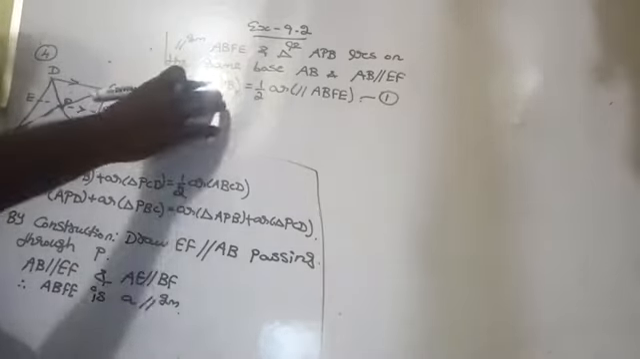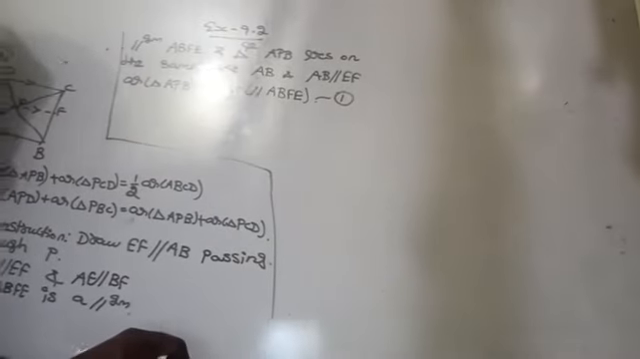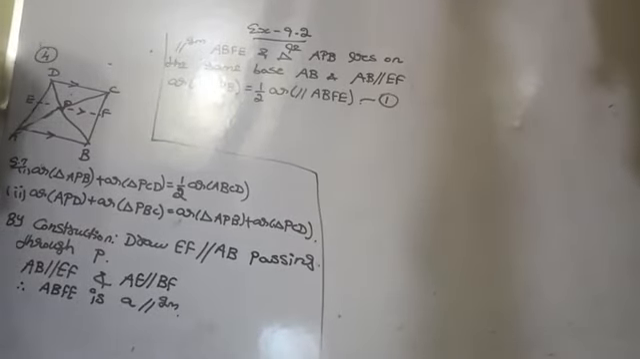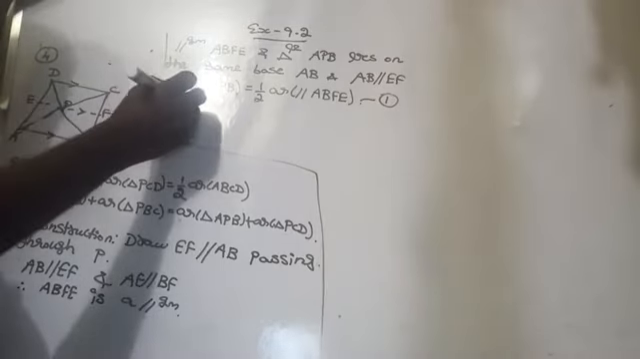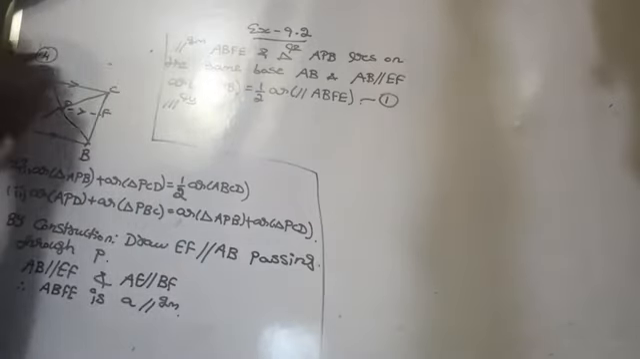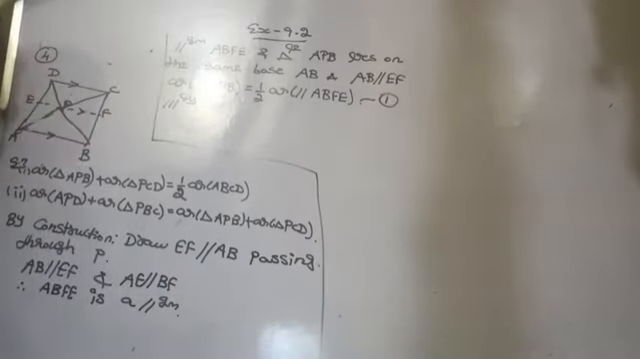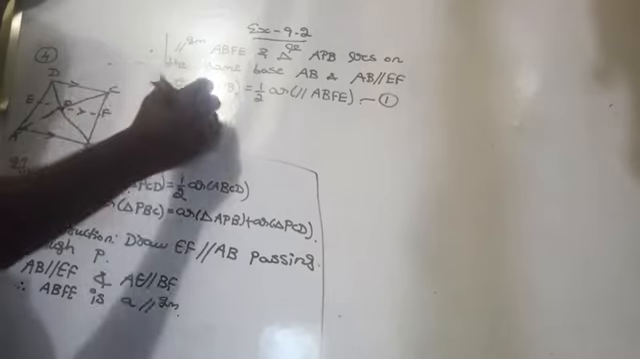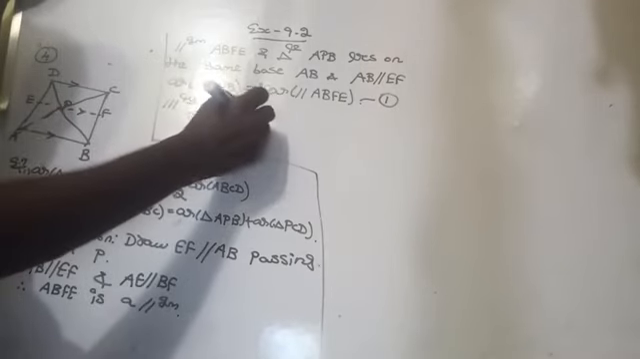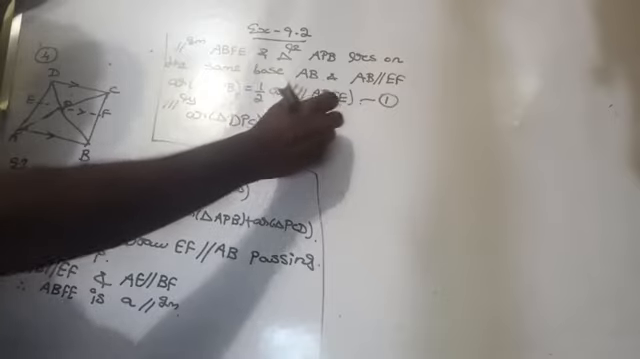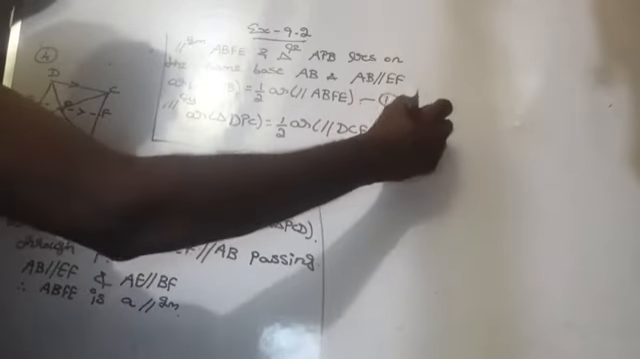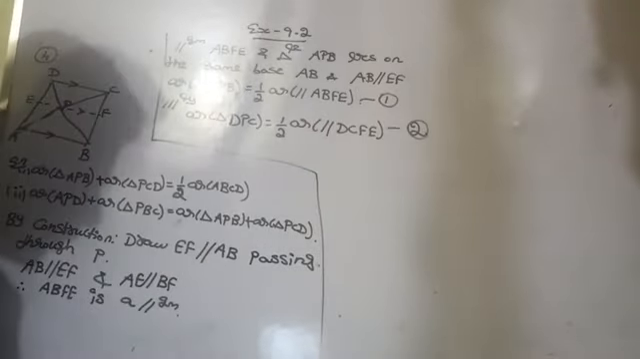Is it visible here? Area of triangle APB is equal to half of area of the parallelogram ABFE. Am I right? Similarly, DCFE is also a parallelogram because DC is parallel to EF and DE is also parallel to CF. Am I right? So similarly, we can say that area of triangle DPC is equal to half of area of parallelogram DCFE. Let it be equation number 2.